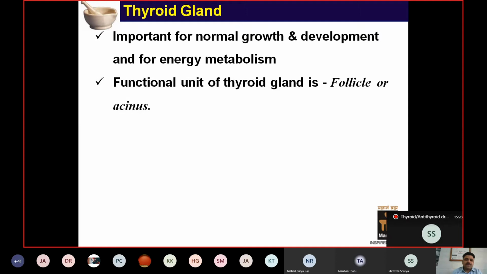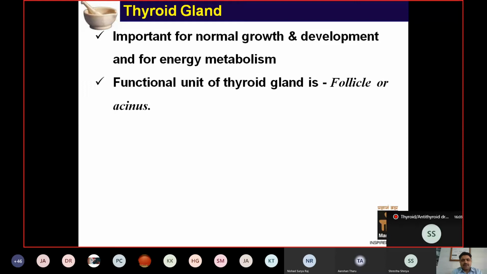So in deficiency of these hormones, especially in infants, newborn babies, it leads to mental retardation. While with growth hormone, we have said that mental growth will not be affected. So that is basically the difference between the growth affected by growth hormone and by thyroid hormone.